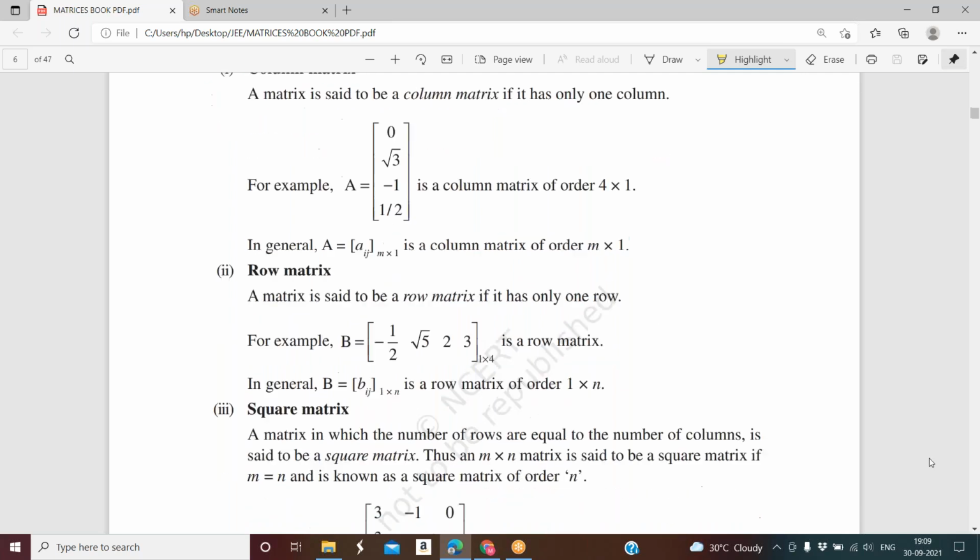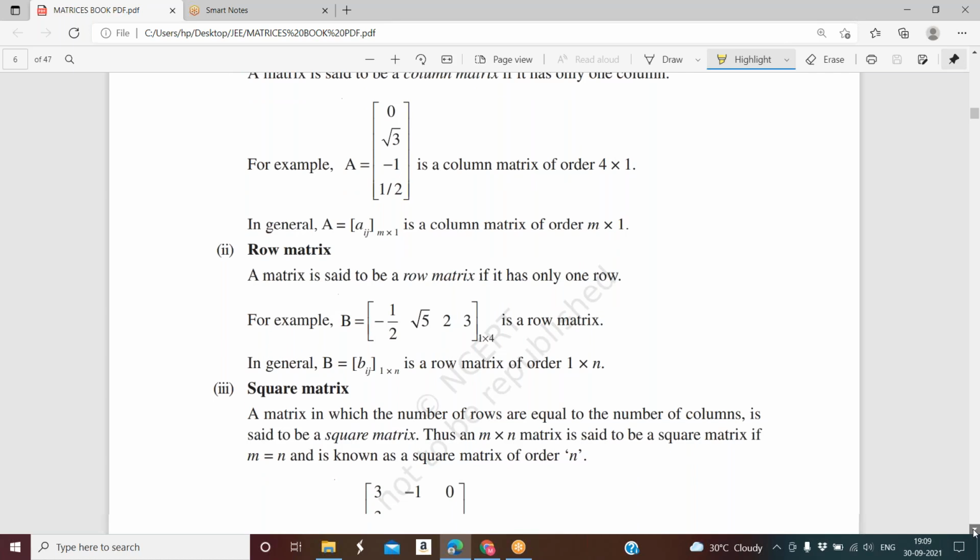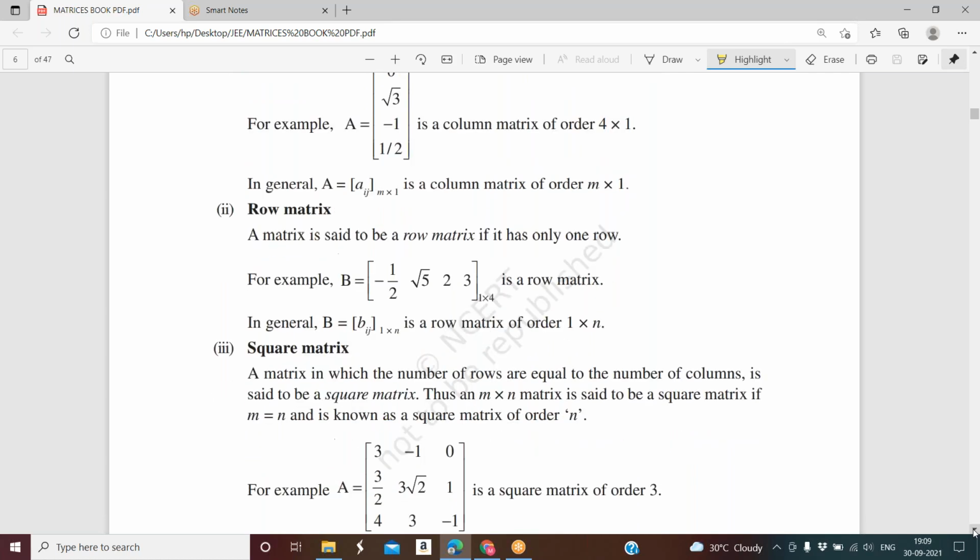Next, row matrix. A row matrix is a matrix. If it contains at least one row, then we will say that it is a row matrix. For example, B is a row matrix of order 1 cross 4. There is only one row and 4 columns. So this is a row matrix. In general, B equal to matrix Bij over 1 cross n. This is a row matrix of order 1 cross n.